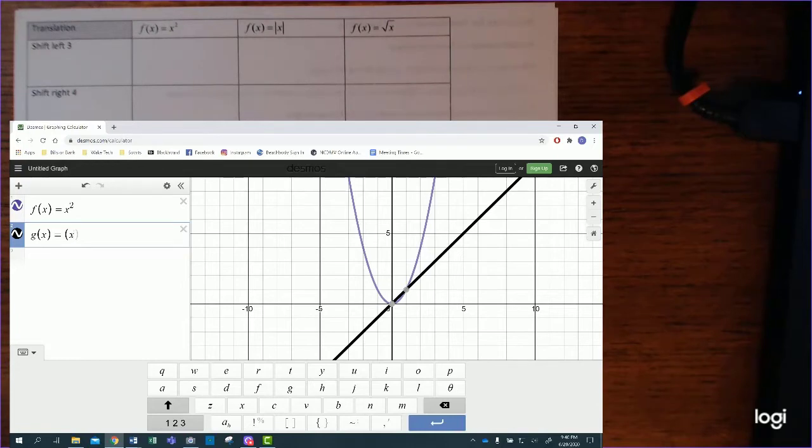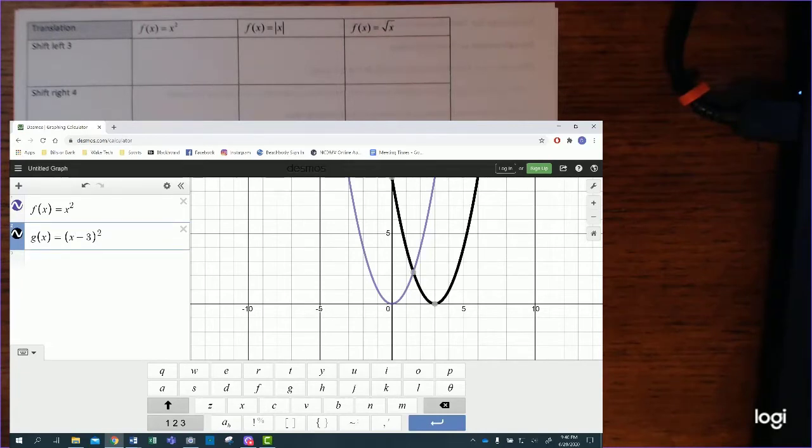Alright, now it says move left 3, so you might think, okay, let's do x minus 3 squared and see if it does the trick. Did that shift the function to the left 3? No, it did not. It did not shift it to the left 3, it shifted it to the right 3. So that's a little counterintuitive.